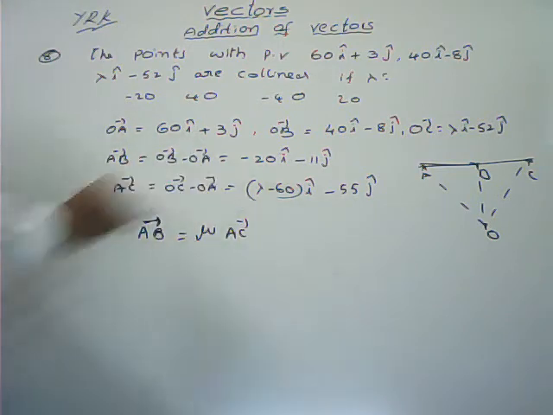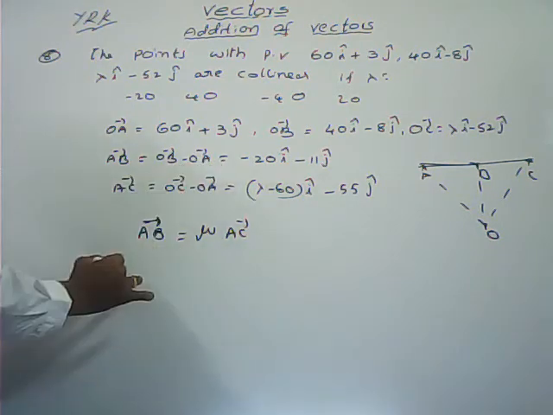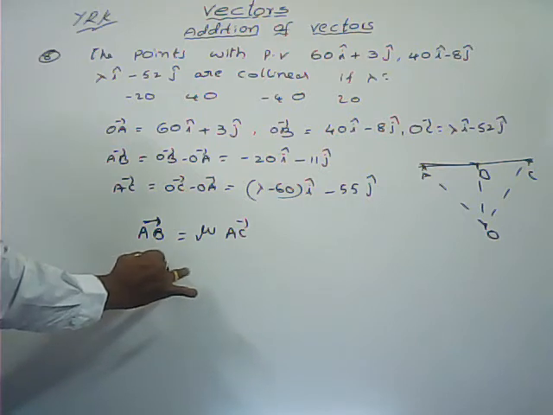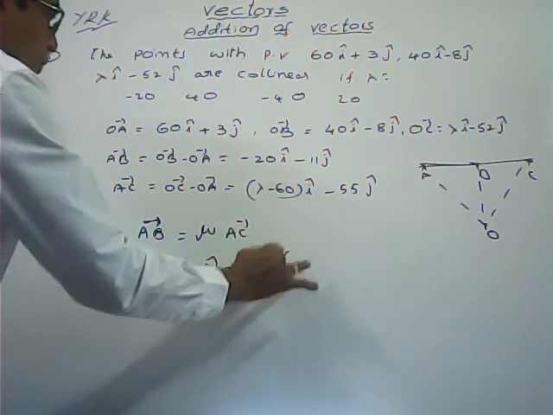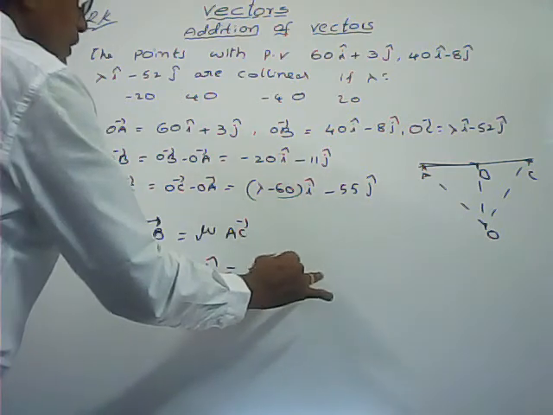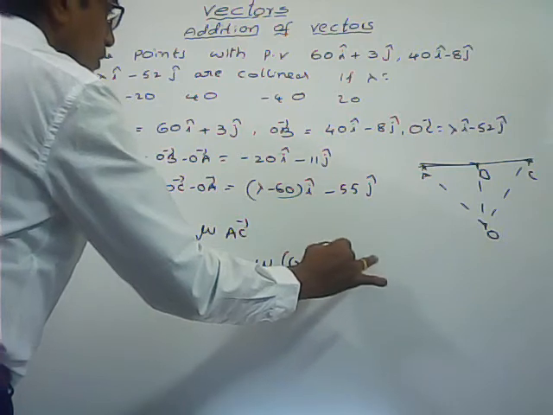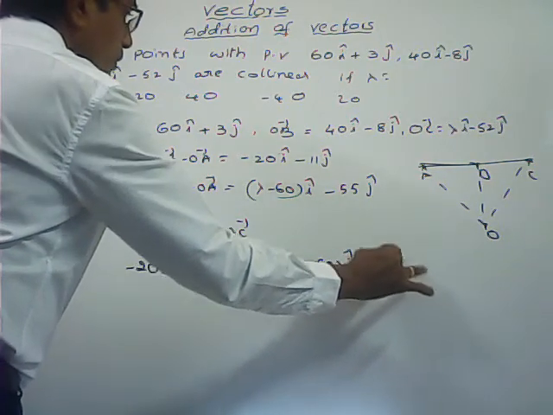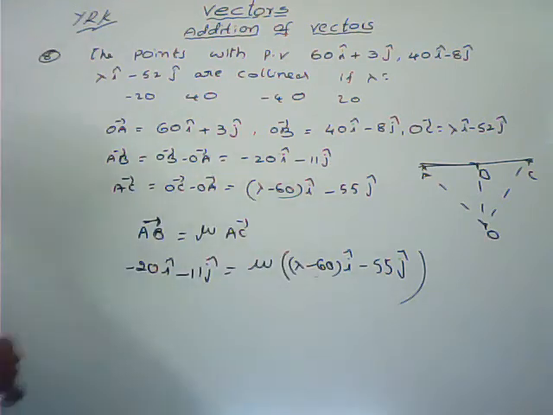Here the mu notation is already there, so I change that notation. AB bar is equal to mu into AC bar. What about AB bar? Minus 20 i cap minus 11 j cap, that is equal to mu into, what about AC bar here? Lambda minus 60 into i cap minus 55 j cap.